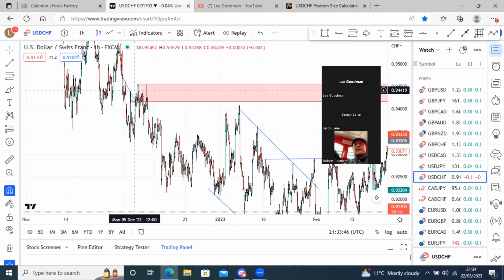If it flows up from this area, I'll zoom in soon. But if anything was to break past this high here, then it would just void anything. I'll delete the box and move on, look for a new 4 hour. Because then it would just be a case of the market telling me it wants to go higher, and on this one I'm looking for sells.